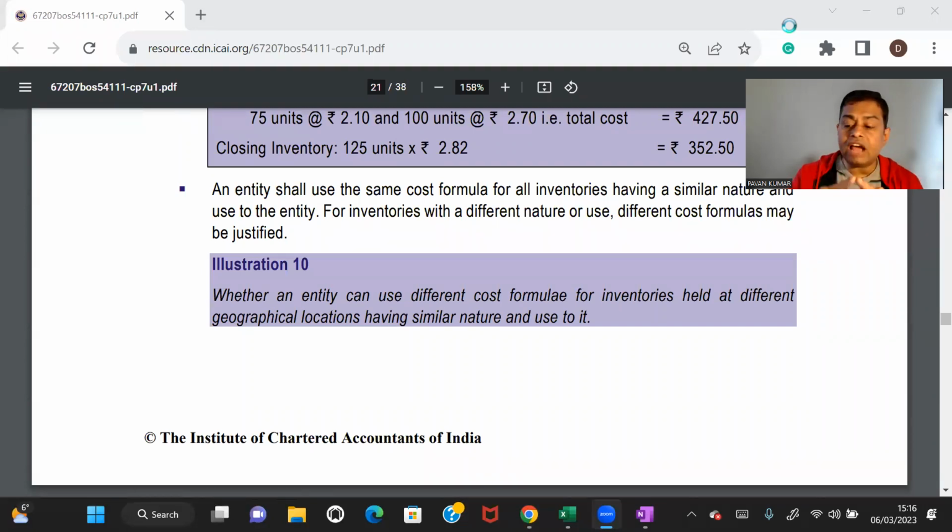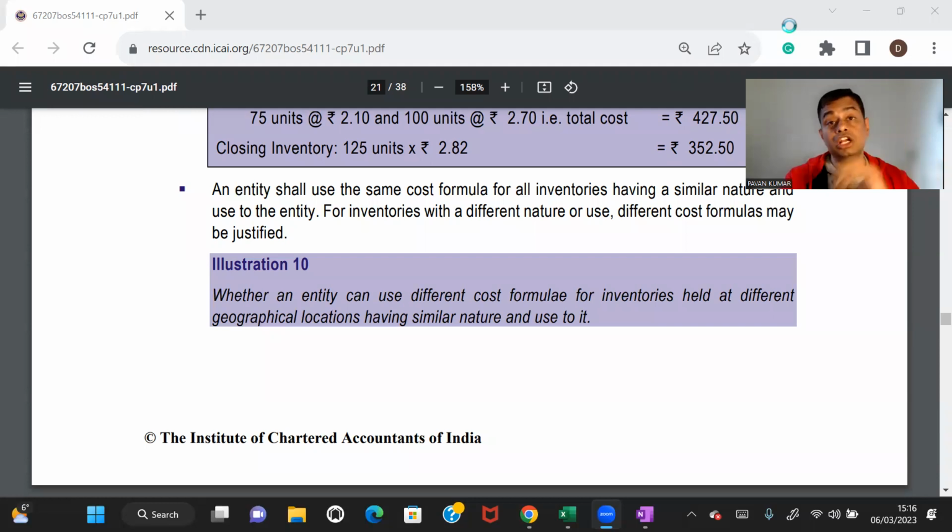Same inventory. If you have it in two different locations, say for example, this is HP Stylus, the model 3150. Just a random example, I don't know what the model number is. But if it is HP Stylus 3150, you have 50 pieces in Chennai, 40 pieces in Bangalore. If it is the same item, the cost formula should be the same. So one entity, the same entity, having 50 items of inventory in one geographical location and 40 in another geographical location cannot use two different cost formulae.